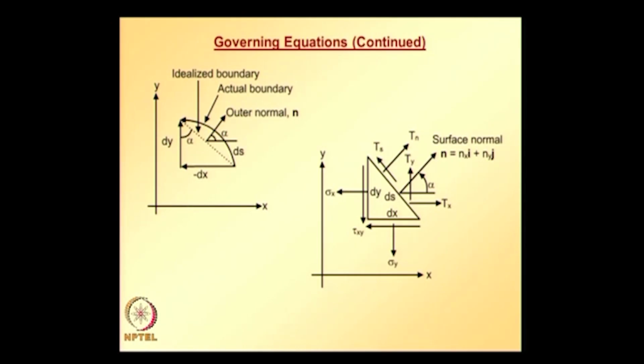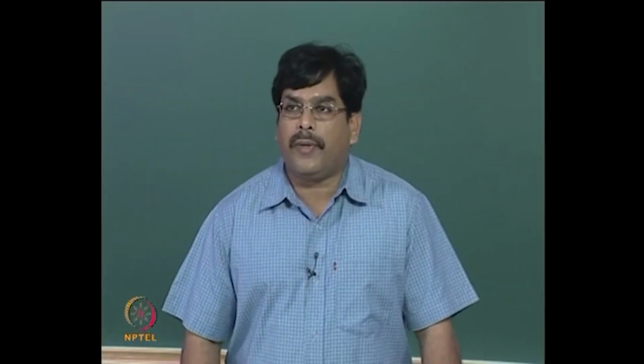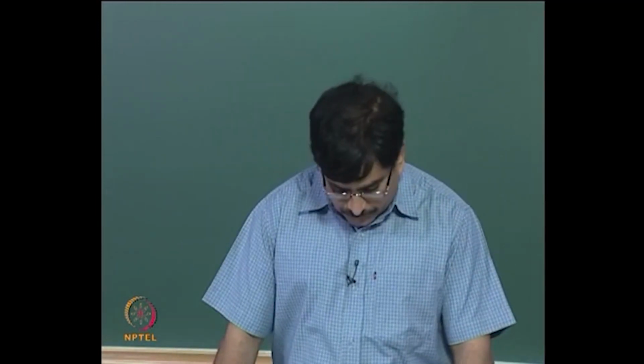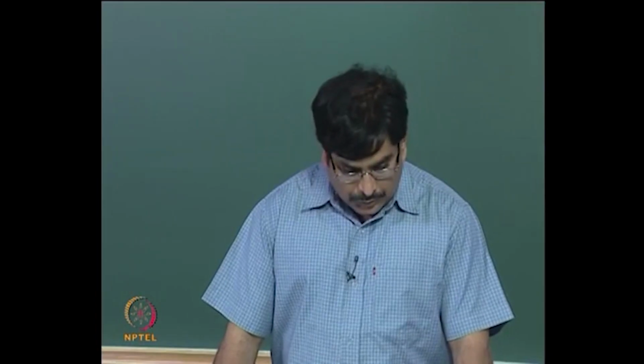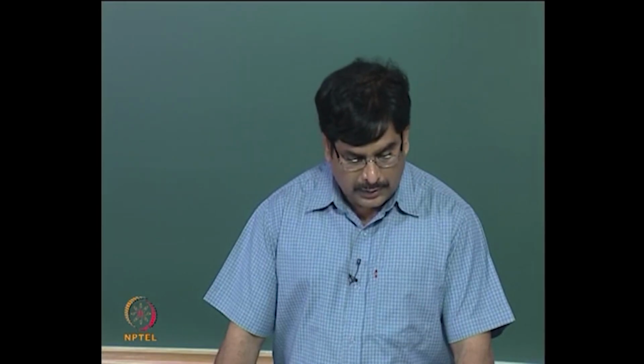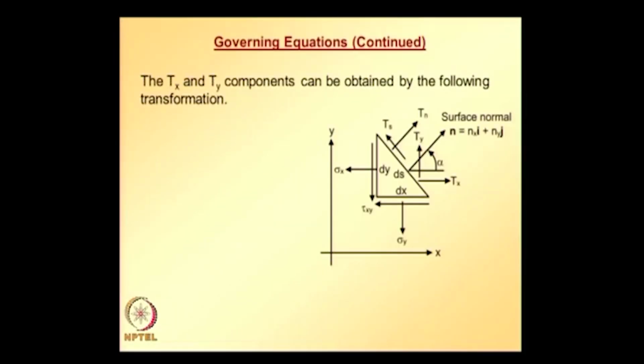The first one, that is expressing T x, T y in terms of T n, T s, can be obtained using coordinate transformation by calculating the components of the normal in the x and y directions, whereas the relationship between T x, T y and the stress components is obtained by writing equilibrium equations of the element shown in the second figure. So, now let us start with the first one.